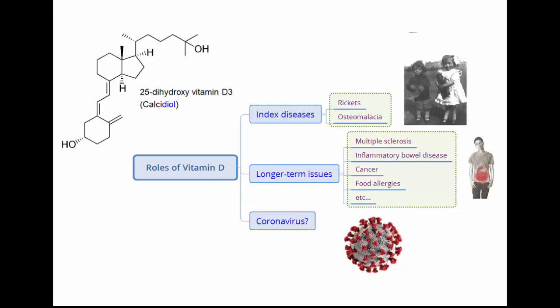This mind map summarises well-established and potential roles of vitamin D. So we talked about the index diseases. It does seem to be associated with a range of longer-term issues, including many diseases associated with the immune system: multiple sclerosis, inflammatory bowel disease, maybe food allergies and cancer as well, and possibly coronavirus. And there's a picture of the active form of vitamin D.